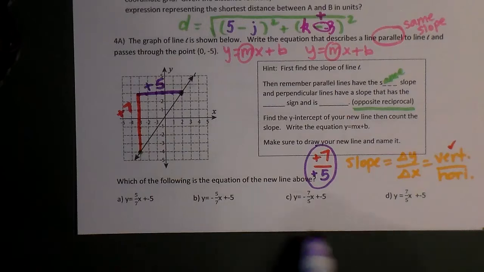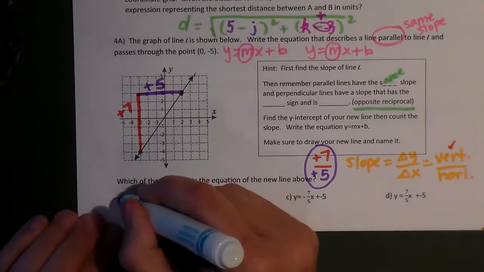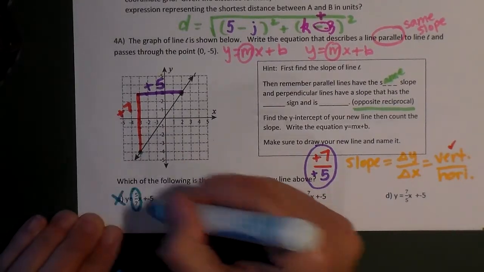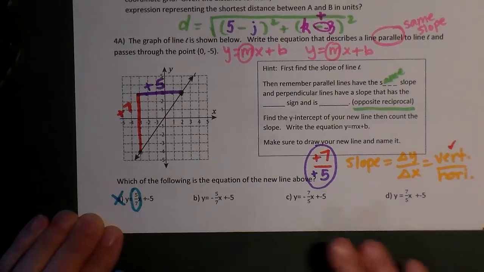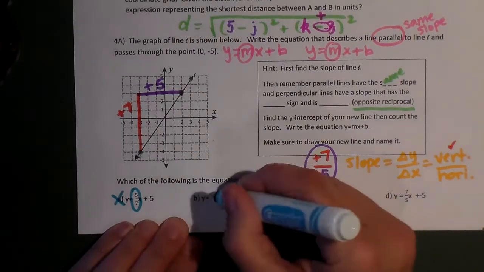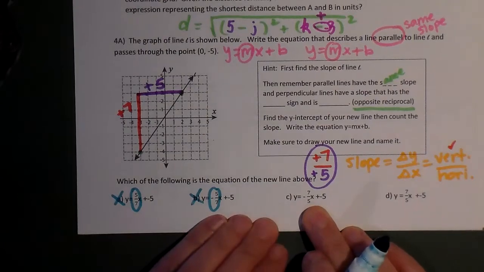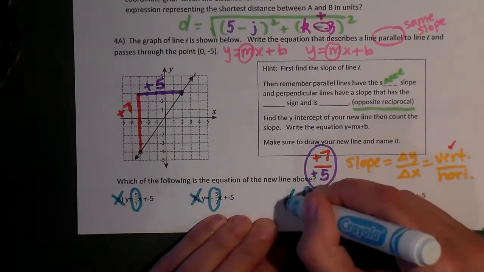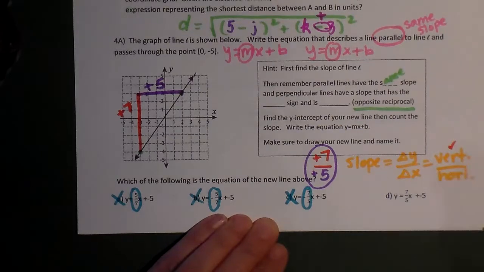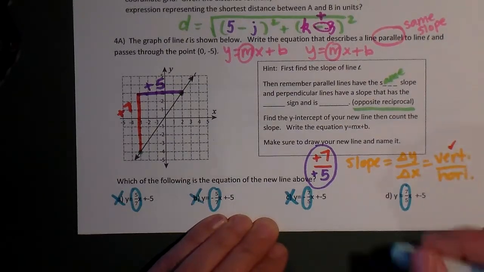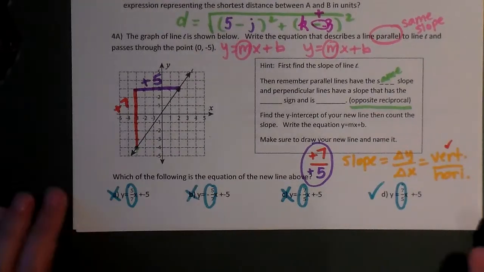That means I'm looking for one of these equations down here that has that same slope, so I can start throwing stuff out. If my slope has to be 7 over 5, I can throw this one out because this slope is 5 over 7. That's wrong. This slope right here is negative 5 over 7. That's wrong too. This slope is negative 7 over 5. Once again, my slope is not negative. So that's wrong. My only option is D, which in fact has the same slope, 7 over 5.